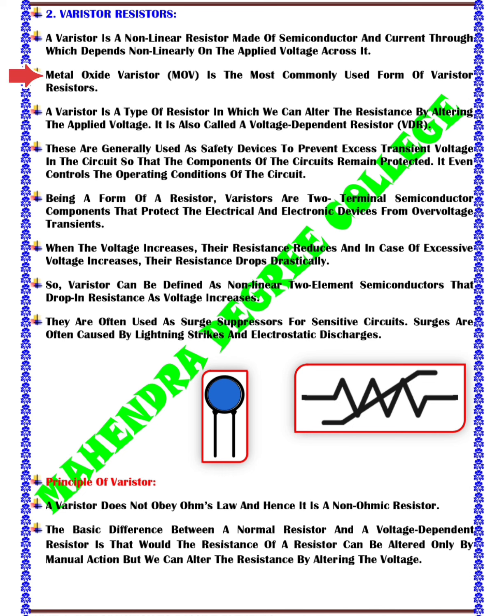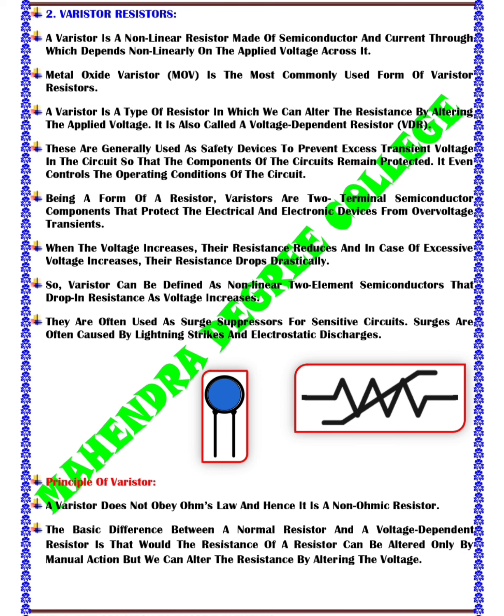Metal oxide varistors (MOVs) are indeed the most commonly used form of varistor resistors. They are widely used for transient voltage protection in electronic circuits due to their ability to significantly change resistance with voltage. MOVs are made from ceramic materials containing metal oxides like zinc oxide, and other oxides like bismuth, cobalt, and manganese. They are sandwiched between two metal plates or electrodes.